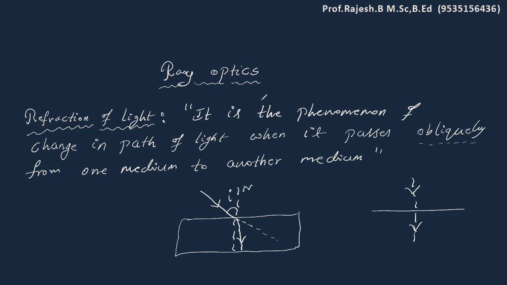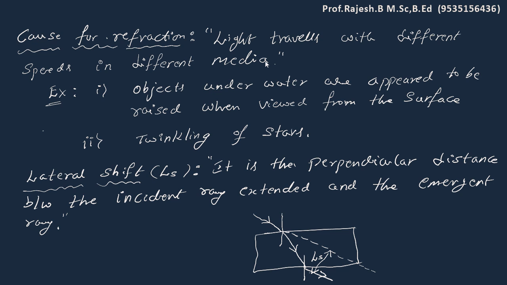The next thing, cause for the refraction. You can see the cause for the refraction here. Light travels with different speeds in a different medium. That itself is a cause. Light bends because it travels in different velocities.